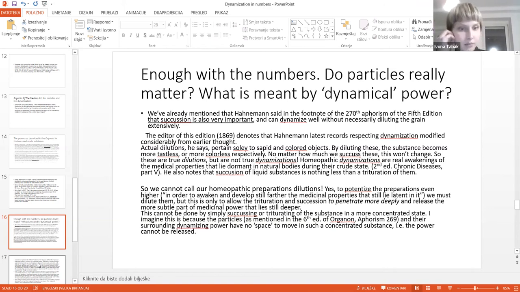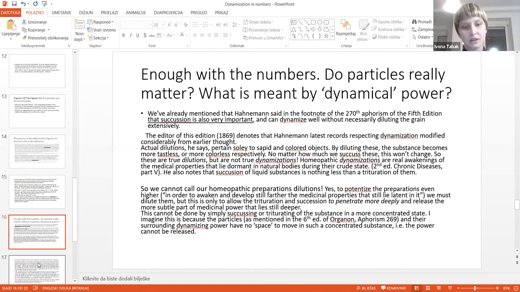So when I imagine it, as he mentions in the sixth edition, aphorism 269, you triturate to sort of break up the particles with the medium substance. And then when you dilute and succuss, you have fewer particles to work with. They're further apart and you succuss them and you sort of release that dynamic power. I don't know what power it is. Maybe it's electromagnetic. Maybe it's strong atomic power. I don't know which one of the four forces in physics it is.